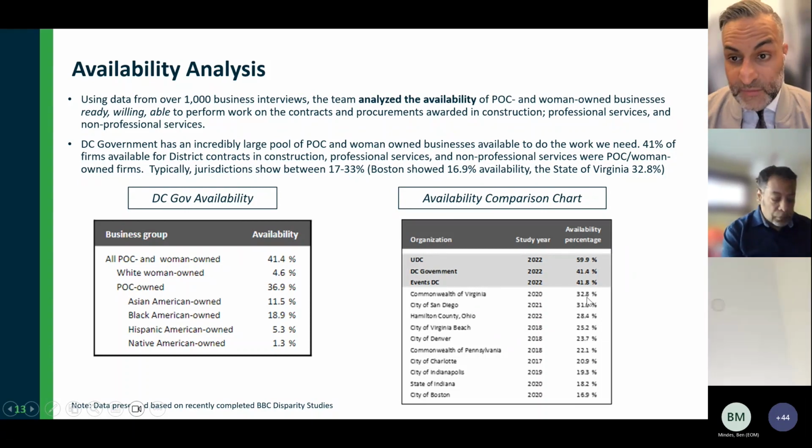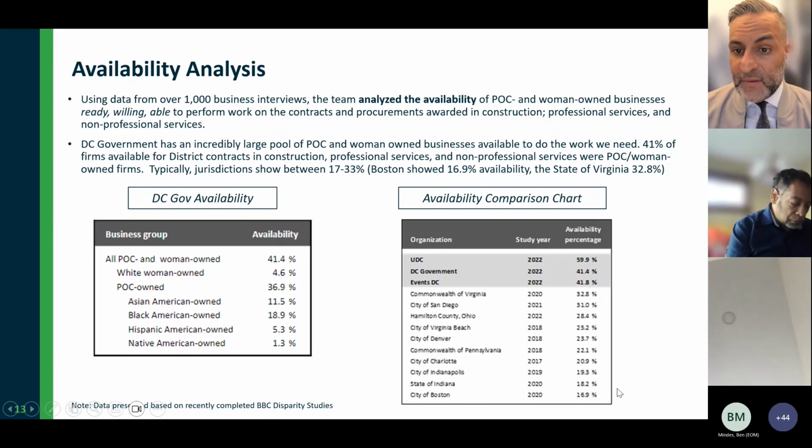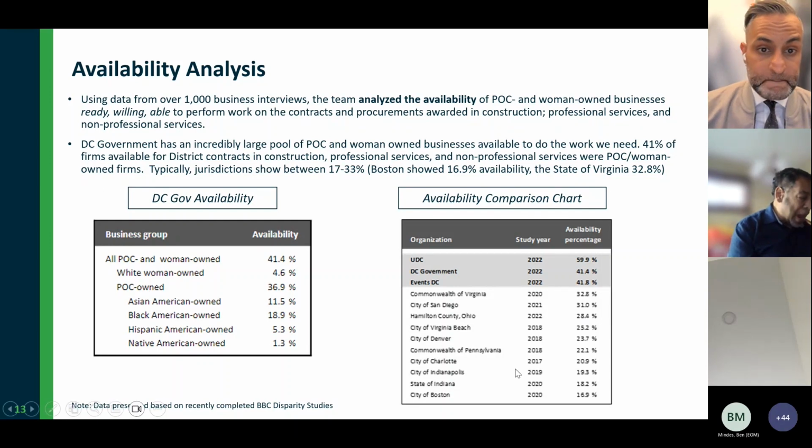That includes the Commonwealth of Virginia at 32.8%, the City of San Diego, Hamilton County in Ohio, and a variety of other organizations as well. So suffice to say, there is high availability for POC and woman-owned businesses in this region compared to some other regions of the country where we worked.